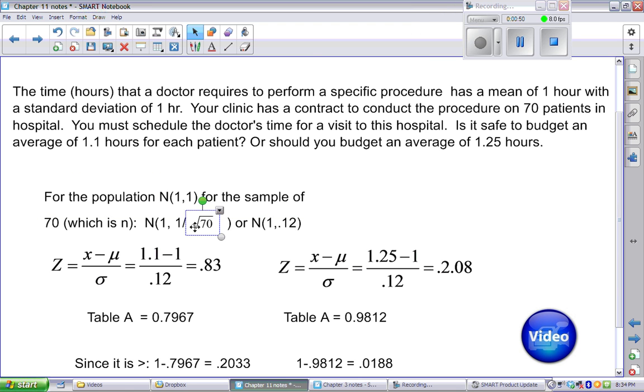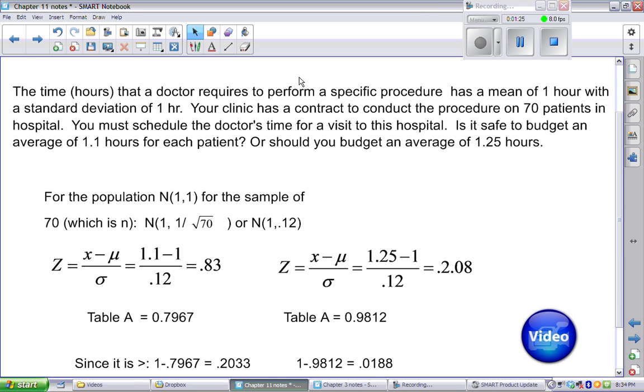Now we do need to adjust our standard deviation, and that's where we're going to take our problem and we're going to divide our standard deviation by the square root of n. In this situation, we're visiting with 70 patients. That's our sample size, so that's what we are going to divide our standard deviation by. So our mean stays the same. Our standard deviation becomes 1 divided by the square root of 70. And then when we convert that, it's 1, 1, or 0.12. So the 1 over the square root of 70 gives us a 0.12. And that's the standard deviation we will use to standardize the problem.